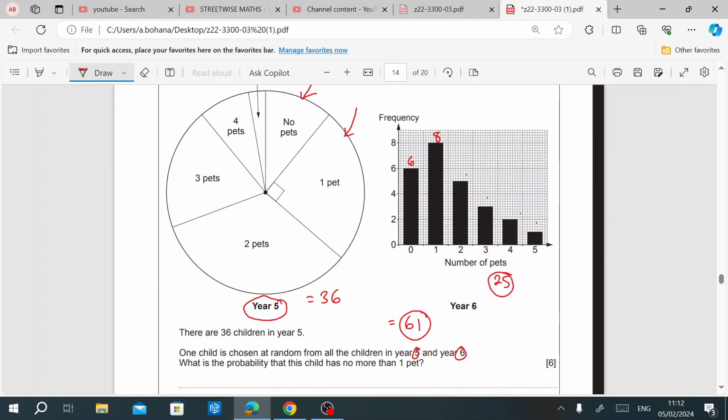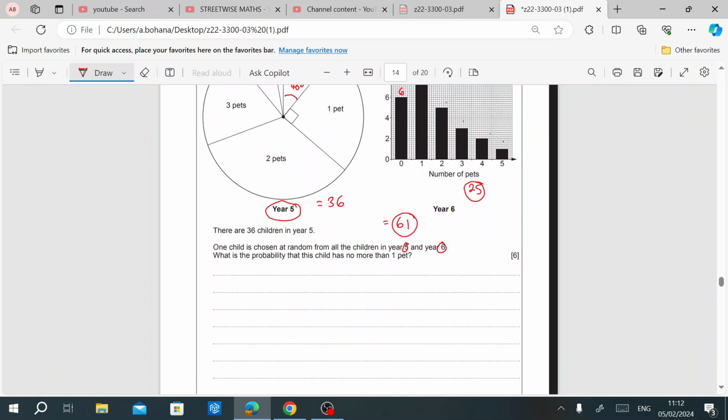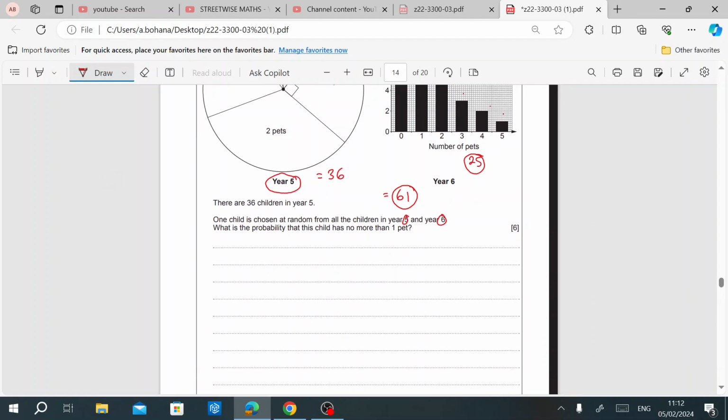So what you do is you get your protractor and you measure this angle here. And I could tell you, keep it simple, that comes to 40 degrees. What I'm trying to say is just keep them in tens. They'll normally be in tens in your exam. So what you do is this, it's 40 degrees divided by 360 degrees times 36, because there's 36 in year 5.